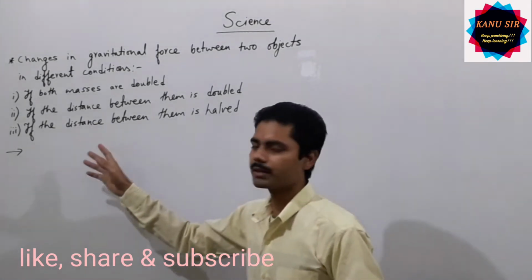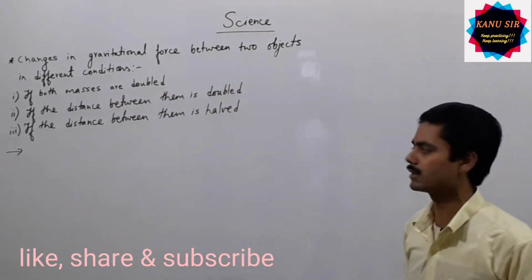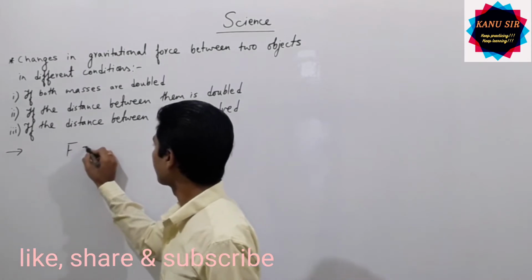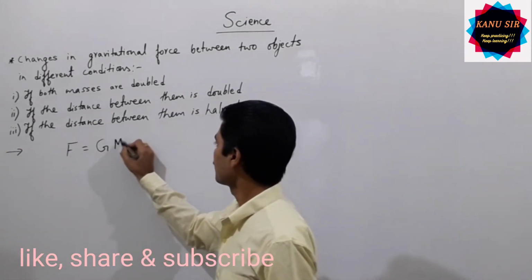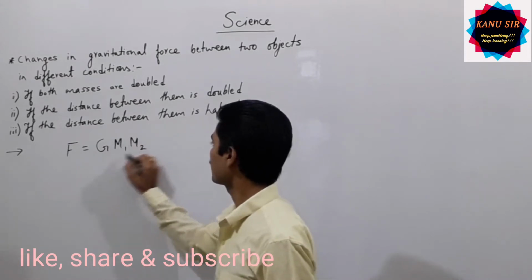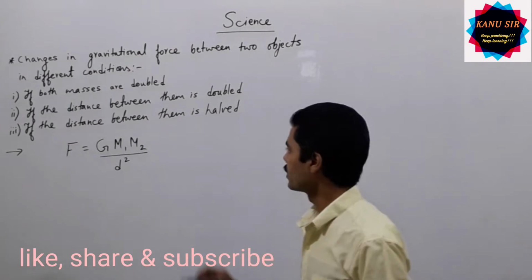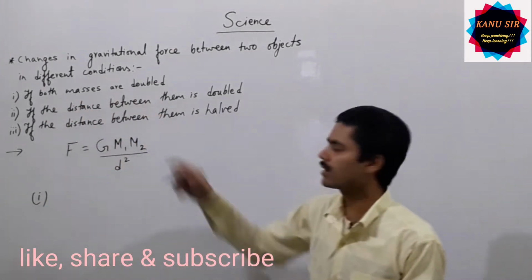And today's topic is the changes in gravitational force between two objects in different conditions. In the previous video we learned that gravitational force is equal to the gravitational constant times the first mass times the second mass, divided by the square of the distance between their centers. In the first condition, what happens if both masses are doubled?